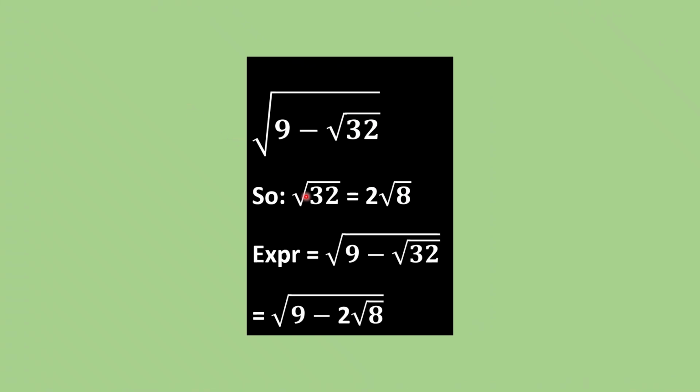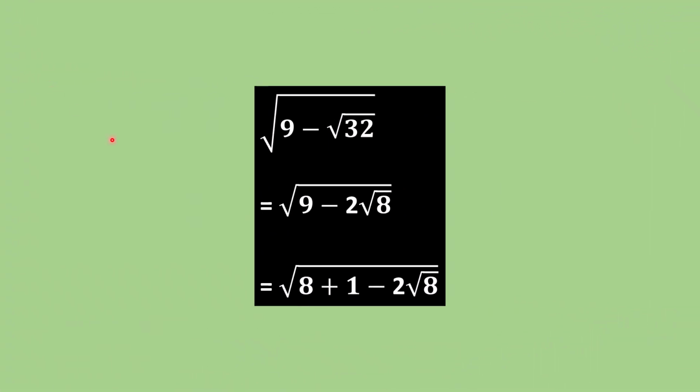So writing root 32 as 2 root 8, the square root of 9 minus root 32 now becomes square root of 9 minus 2 root 8. We have written root 32 as 2 root 8.